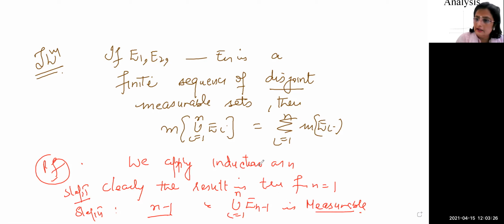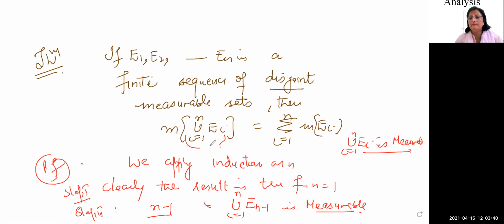Before applying the induction on this, first of all, we will prove that the union of Ei, i running from 1 to n, is measurable. The first step is to prove that this set, whose measure we are computing, is measurable. On this we will apply the principle of mathematical induction. When I take n equal to 1, the result is true because E1, E2, E3 are all measurable sets. Therefore E1 is a measurable set.